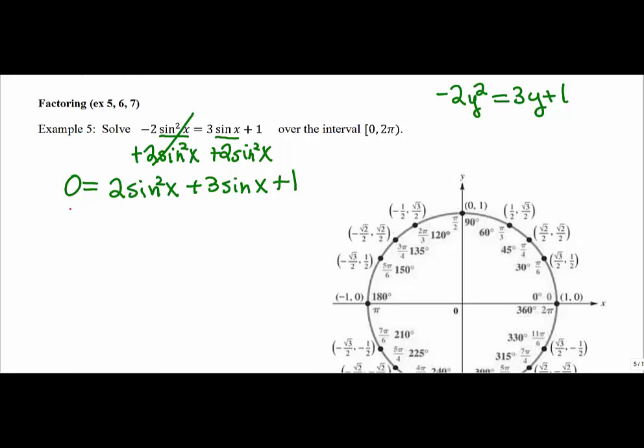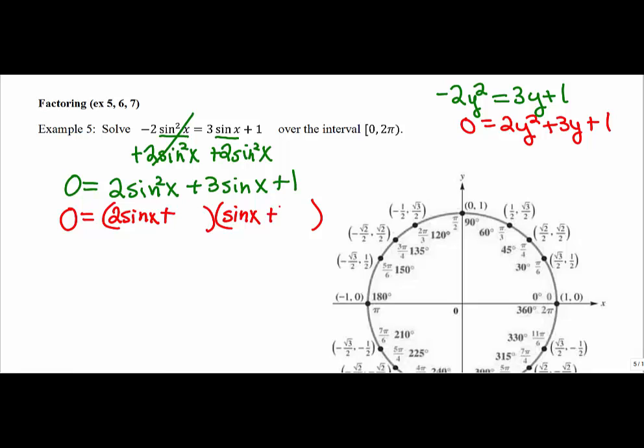Alright, now we're going to try to factor what we have. So this is similar to 2y squared plus 3y plus 1. If we were factoring that, we would split it up as 2 parentheses, and we need 2 sine x and sine x. The signs are both plus, so we'll put plus and plus, and then 1 and 1. And we could always check that by FOILing it back out.